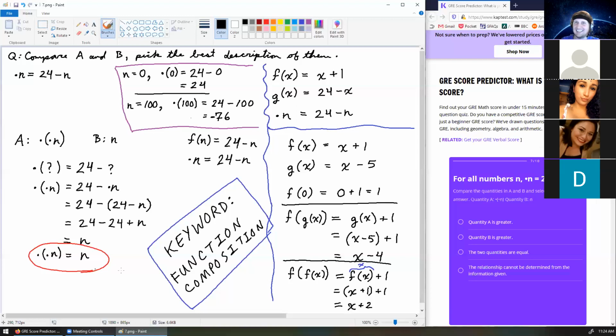I'm going to go ahead and save this as question 7. So I think question 8 is the one I'm going to skip over. So we're going to go to 9 next.